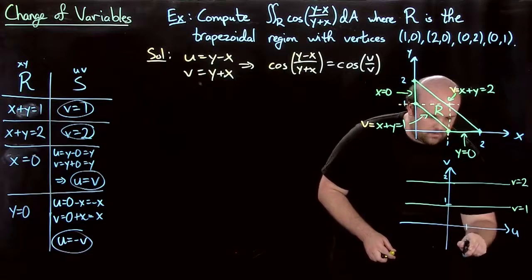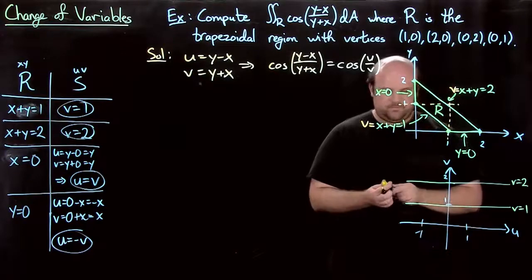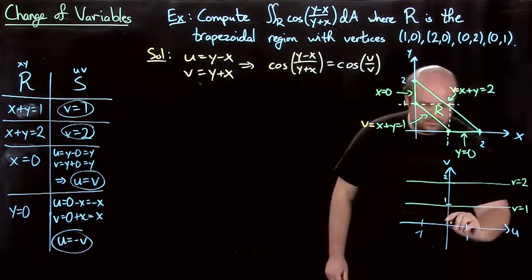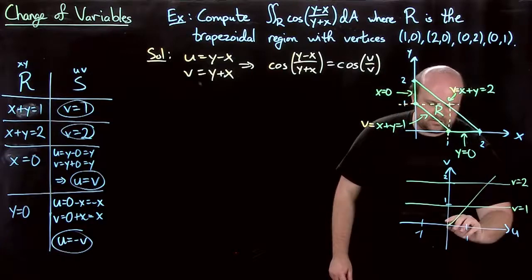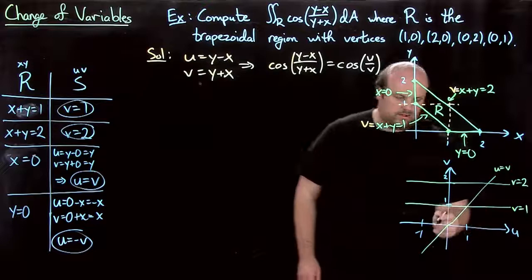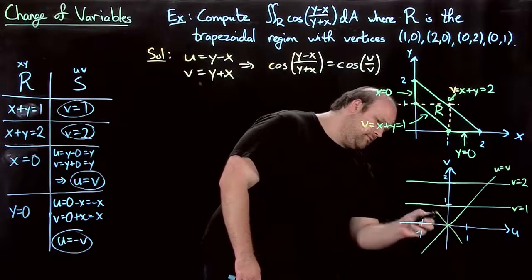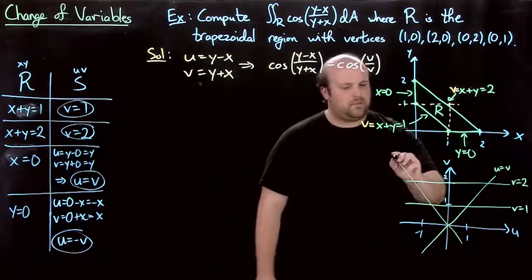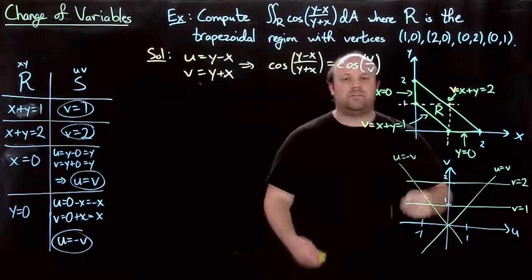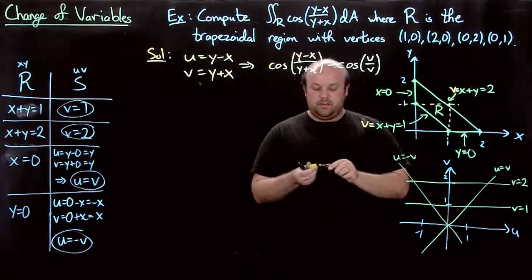1 minus 1. So the diagonal goes like this. This is U equals V. And the anti-diagonal goes this way. U equals negative V, or V equals negative U, whatever you need. And, whoa, what am I doing?